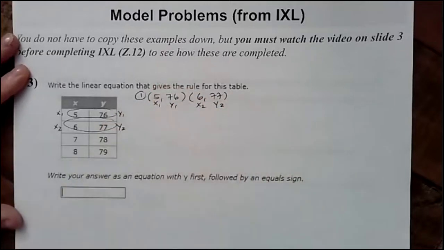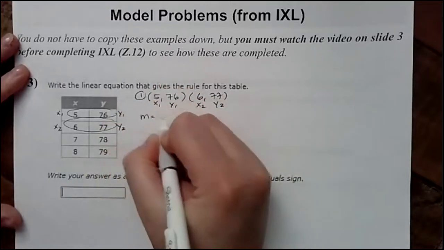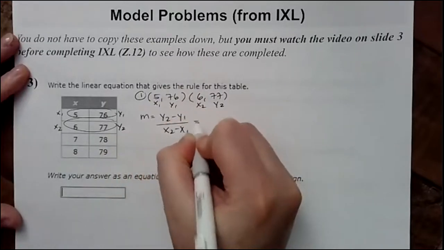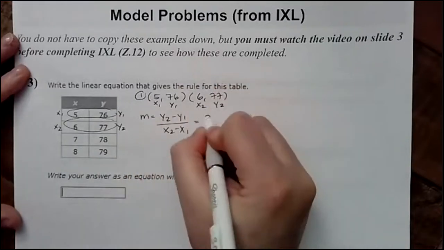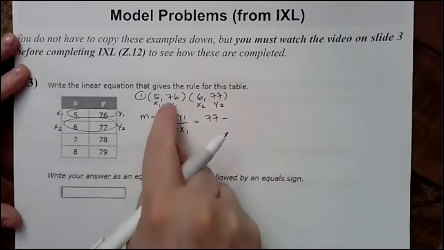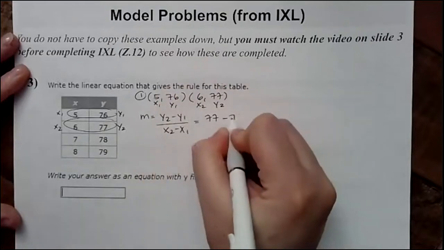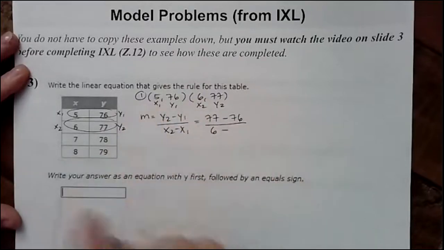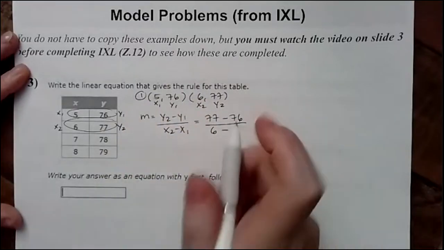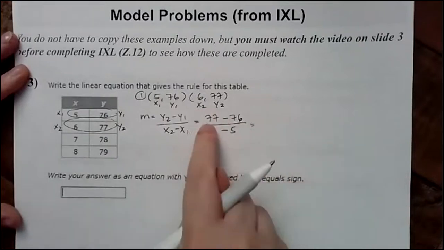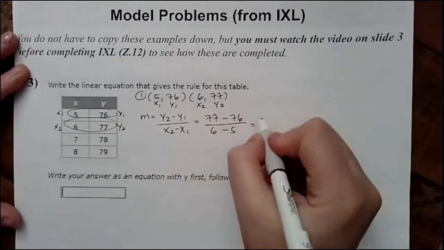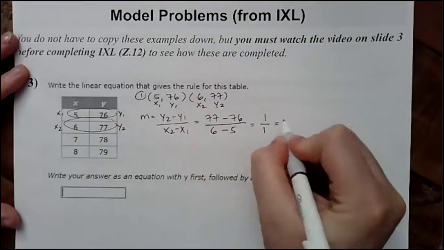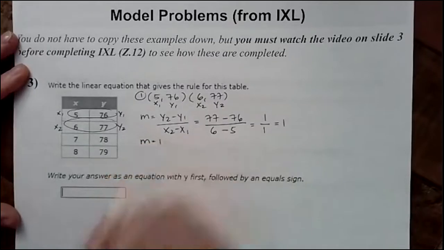And this is step 1. Plug it into that formula, which is y2 minus y1 over x2 minus x1, right? My y2 is 77 minus my y1 is 76. That looks easy. My x2 is 6 minus, and my x1 is 5. 77 minus 76 is 1. 6 minus 5 is 1. 1 divided by 1 is 1. So my m equals 1.